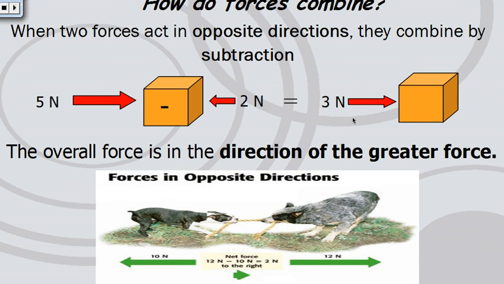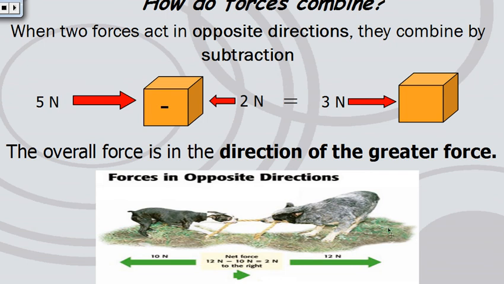Now this next part is very important. The overall force will be in the direction of the greater force. Since 5 newtons was the greater force here, the overall direction of the force is going to be in the direction that the 5 newtons was going. So it'll be 3 newtons to the right, since 5 newtons was already going to the right. These 2 get canceled out.